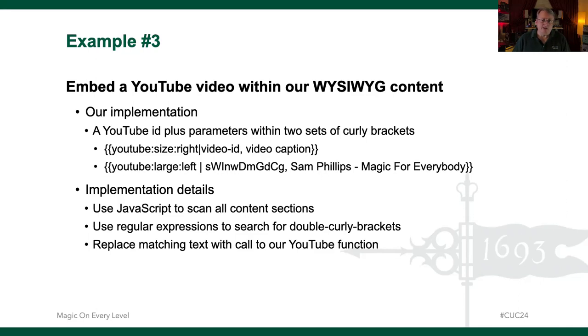As far as implementation details, we chose to use JavaScript since we were already performing a similar transformation for email addresses. After the page renders, we use JavaScript to scan all content sections by ID or class name. We use regular expressions to search for a double curly bracket notation. Replace the match text with a JavaScript function call to our stub function, the latter being maintained in a common JavaScript library file and implementing YouTube's current embed script or API.